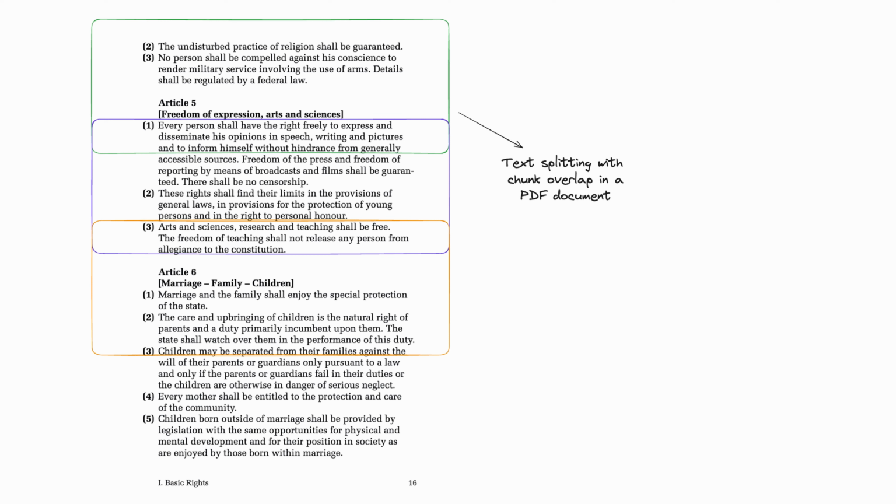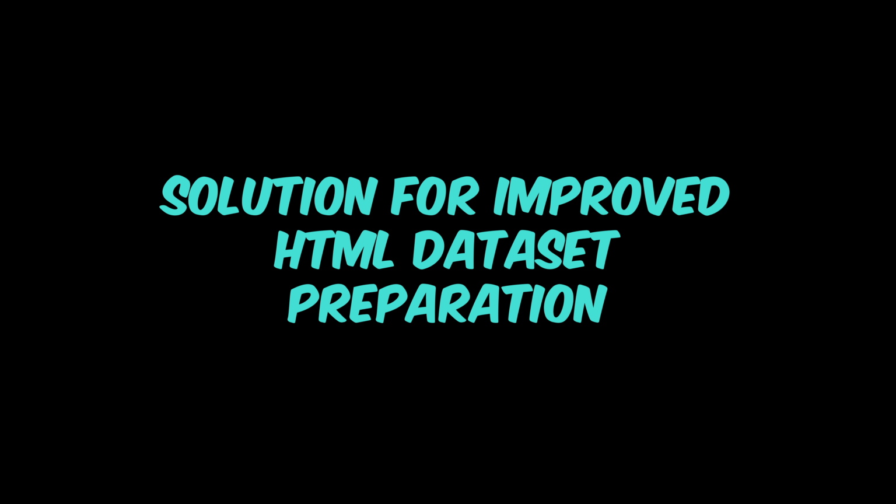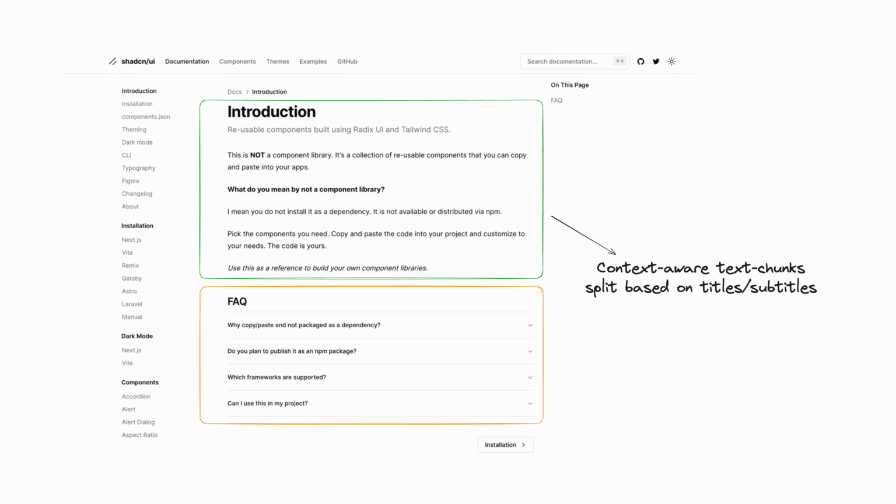So what's the answer? Instead of splitting the text on fixed number of characters, we're going to split them based on title or subtitle and the text content that comes underneath that title or subtitle. This allows us to store the entire chunks of text with their context intact, and these are called context-aware text chunks. Context-aware text chunks offer a better data quality, directly improving the search results of a vector database. We will see more details about this in the next section.